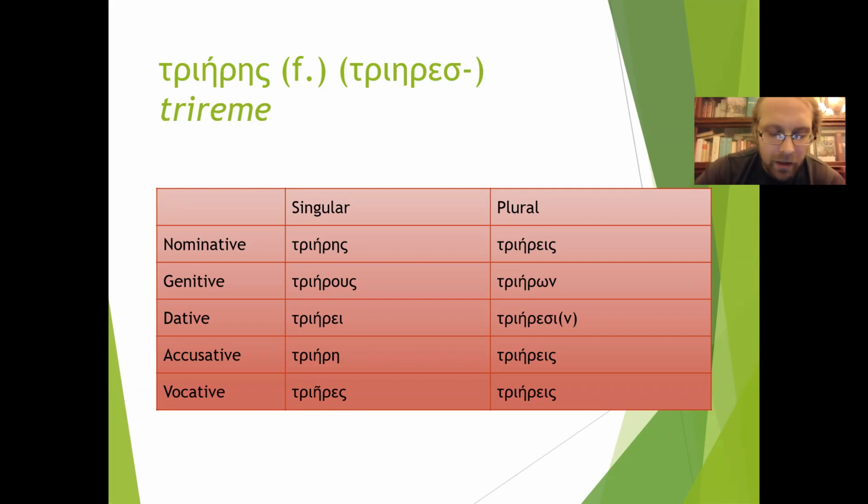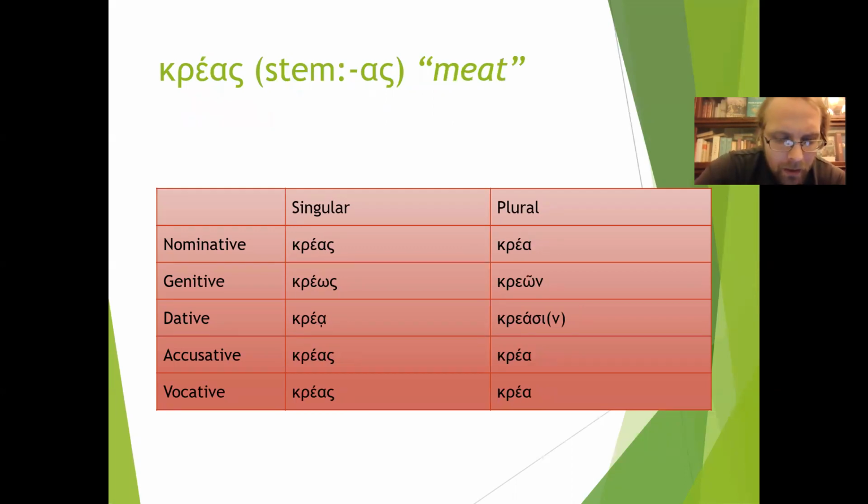And since this word is completely absent in the Cambridge grammar, we can also overview the inflection of the neuter noun kreas, which means meat. And here we also have a stem ending in as. So in the singular, meat is kreas in the nominative, kreos in the genitive, krea with the iota subscript in the dative, kreas in the accusative, and kreas in the vocative. And then in the plural, we have krea in the nominative, kreon in the genitive, kreasin in the dative, and krea in the accusative and vocative.